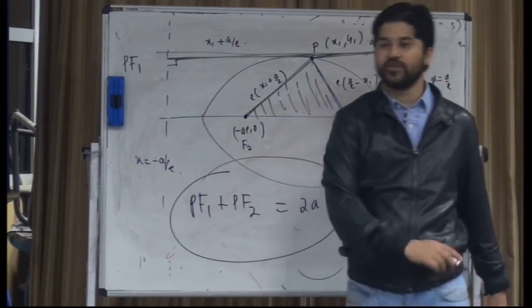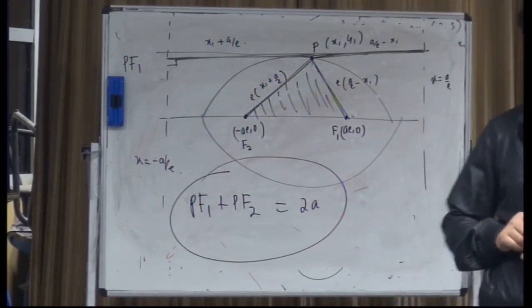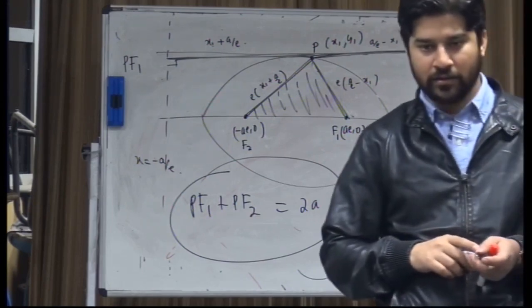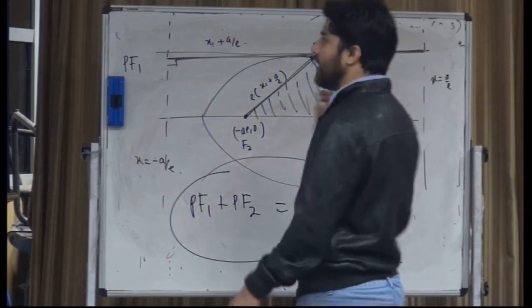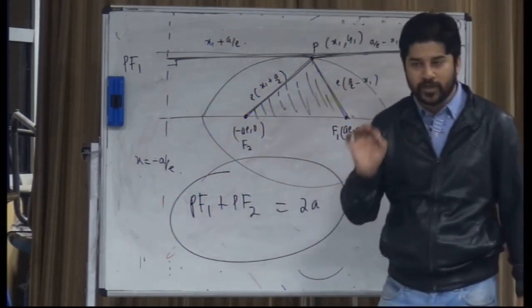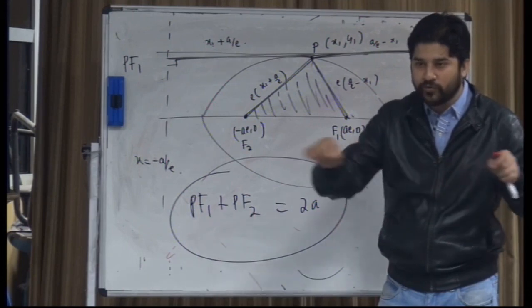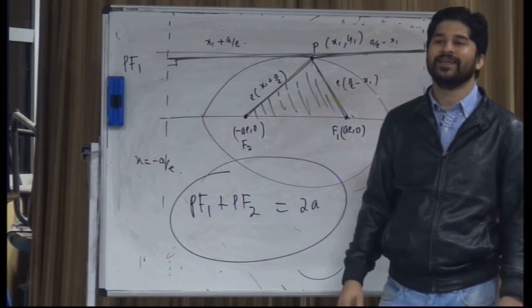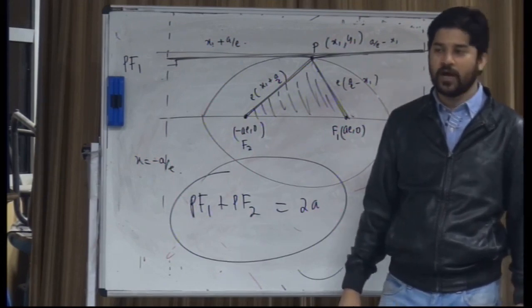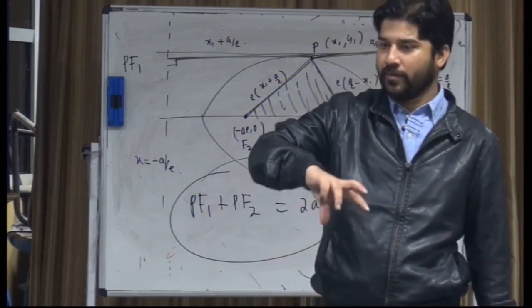This is another definition of ellipse. So what is the definition of ellipse? Ellipse is the locus of a moving point such that the sum of its distances from two fixed points is constant.